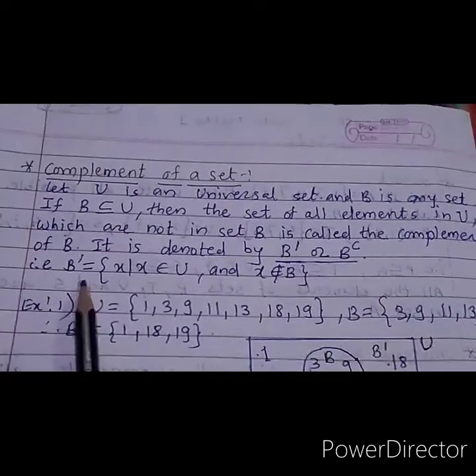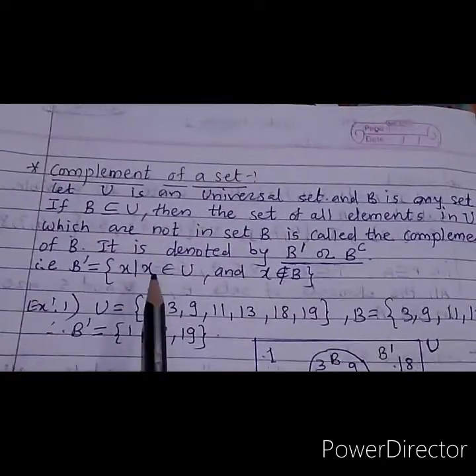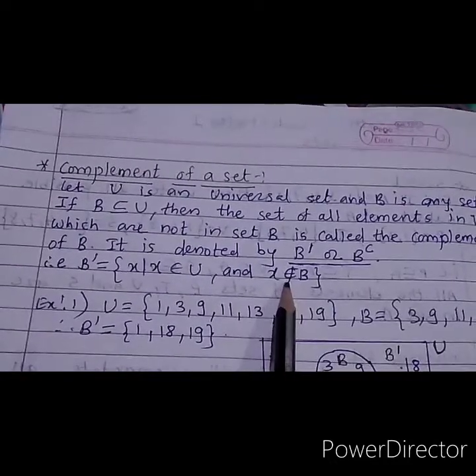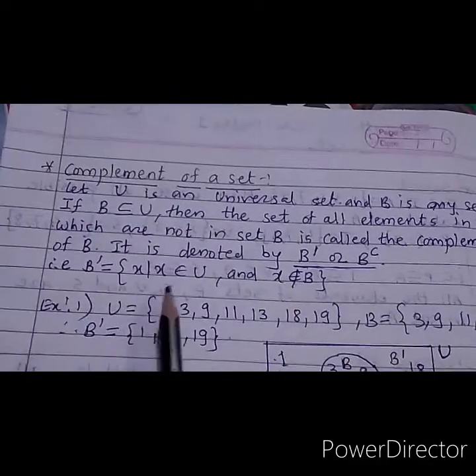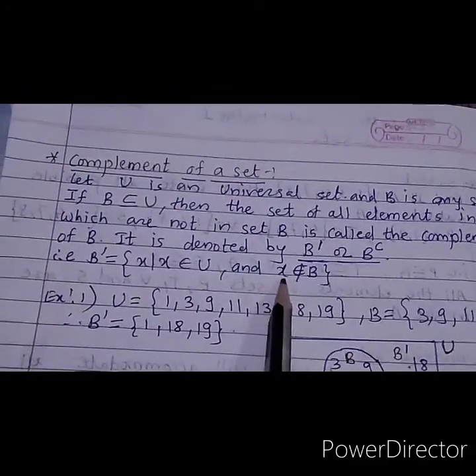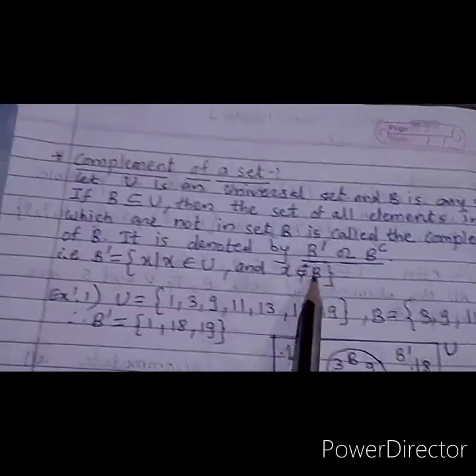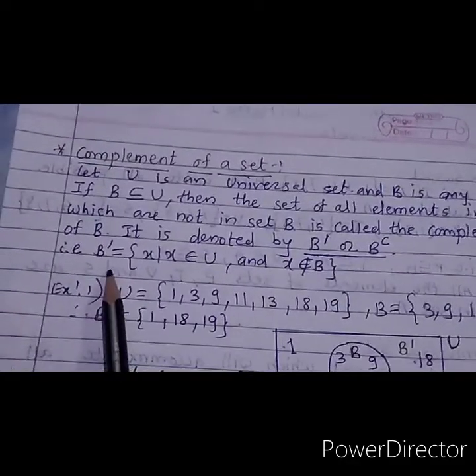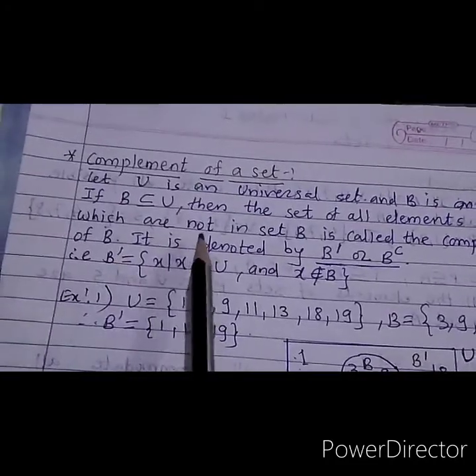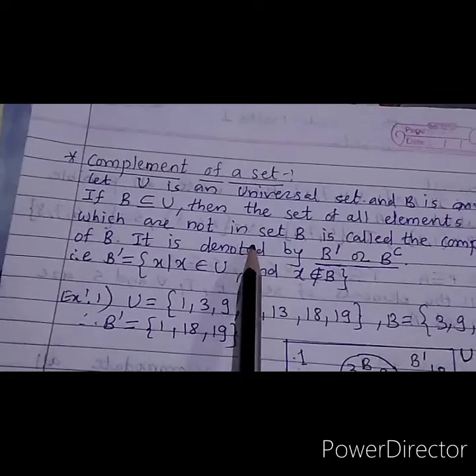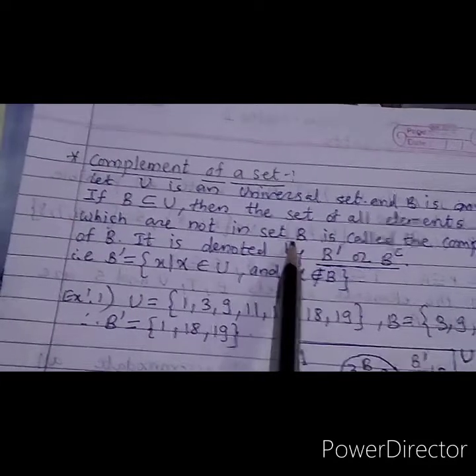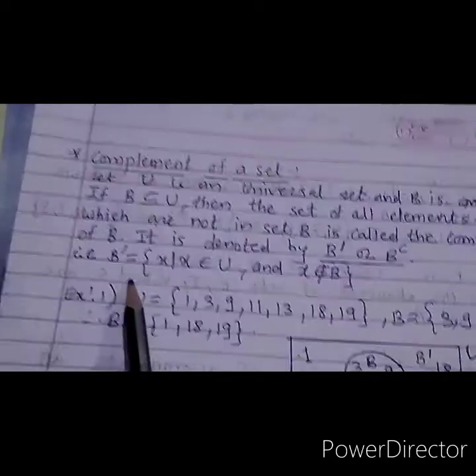Let us see the definition. Complement of B is {X such that X belongs to U and X does not belong to B}, which means that X is an element of set U and also X is not in B; that is the complement of set B. It means that elements which are in set B, and the other elements which are not in set B, that is called the complement of set B.